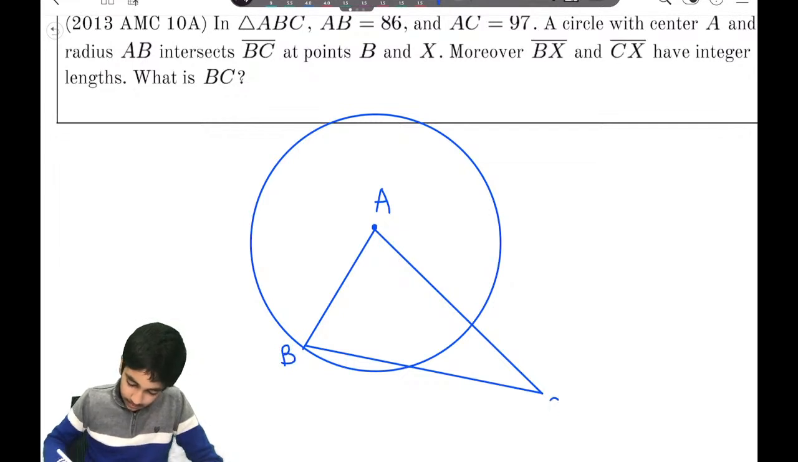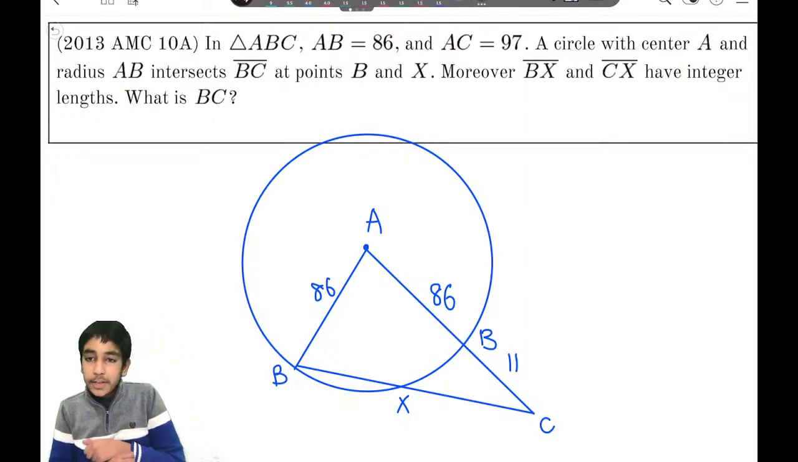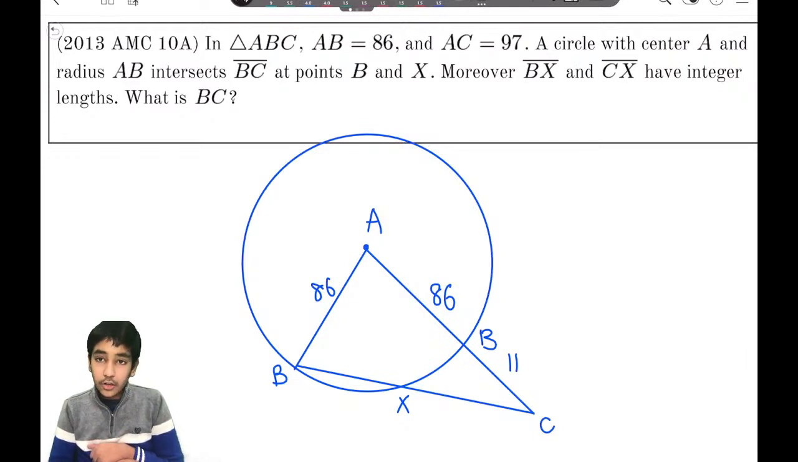AB is 86, AC is 97, BC is 11. A circle with center A and radius AB intersects BC at B and X. And moreover, BX and CX have integer lengths. What's BC? So what do we actually know about this diagram? Whenever we're dealing with secants and tangents, power of a point is a very good sign.